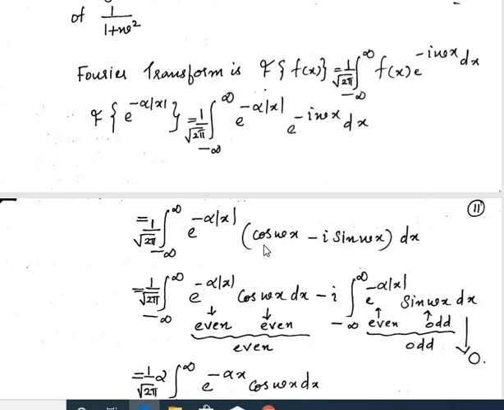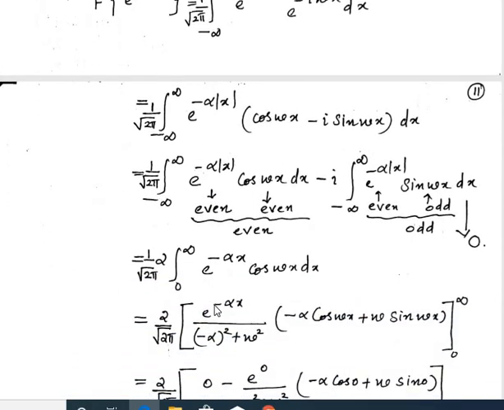To check whether it is even or odd, we separate the terms: e raised to minus alpha |x| cos omega x, and e raised to minus alpha |x| sin omega x. Since here it is mod, it is an even function, and cos is even, so together even; sin is odd, so together odd. So this integral is 0, and this one is 2 times the integral from 0 to infinity of e raised to minus alpha x cos omega x dx, since it is an even function and x is greater than 0, so |x| is x.